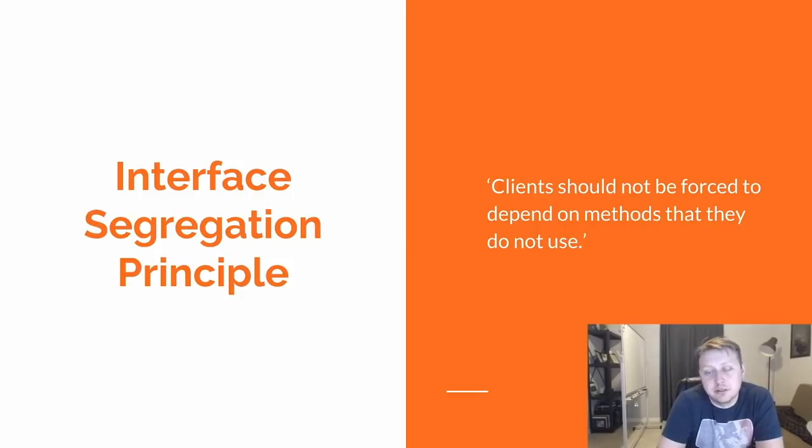But the idea here is twofold. One, that you should have a layer of abstraction, and two, that you shouldn't force people to use things that make it so tightly coupled that you can't override it. And that's the idea here with the interface segregation principle.